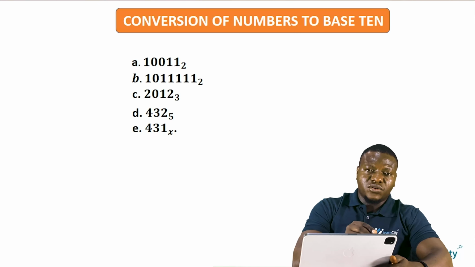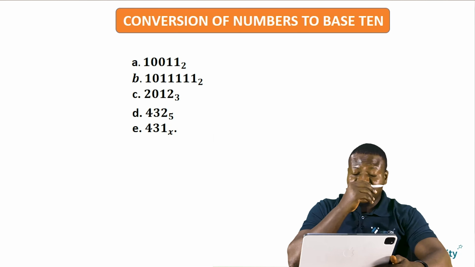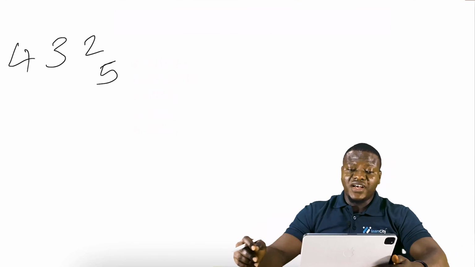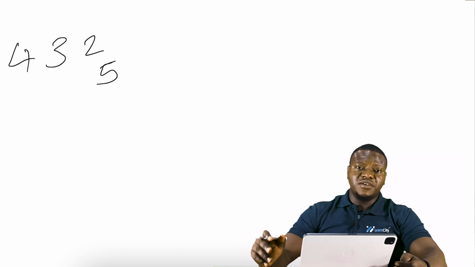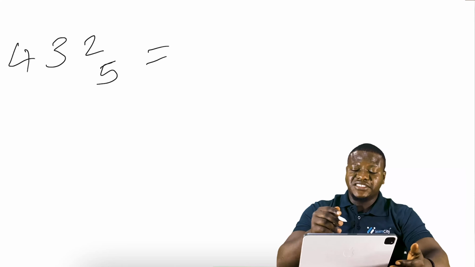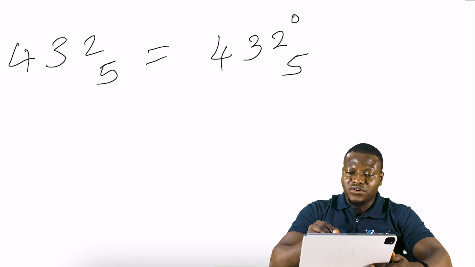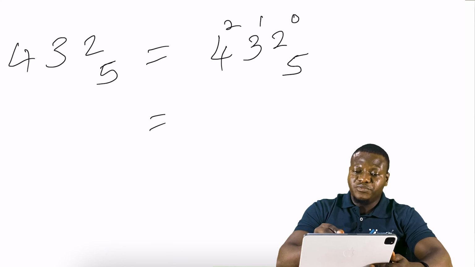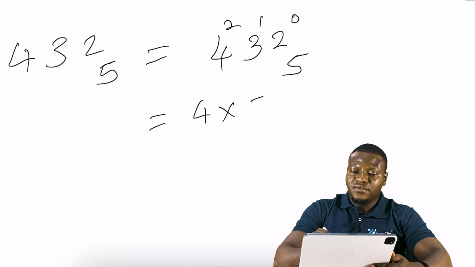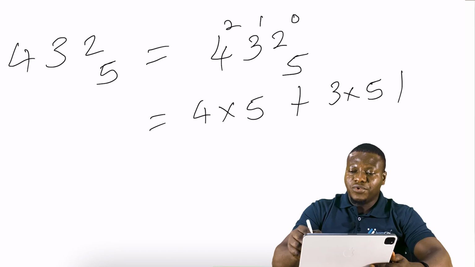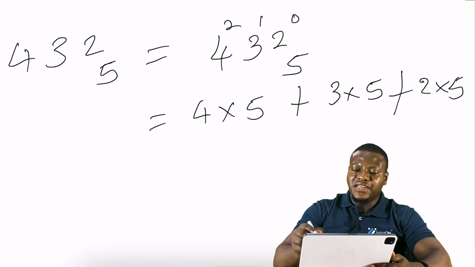We have: convert 432 base 5 to a number in base 10. This is going to be just as what we have done before. We have 432 base 5. We label it 0, 1, 2. And this is going to give me 4 times 5 plus 3 times 5 plus 2 times 5. Remember, the base is 5, so we are multiplying through by 5.